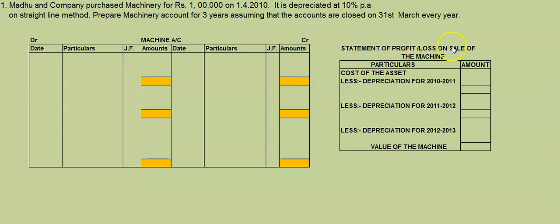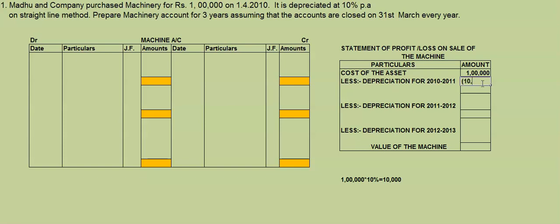Statement of profit or loss on sale of the machine. Or we are not selling the machine, but here I will show you how depreciation is calculated. So here we will take what is the cost of the asset. Cost of the asset is how much? Rupees 1 lakh. Then how much amount every year you have to subtract for depreciation. So on 1 lakh, what is the depreciation amount? 10%. How much will you get at 10%? So 1 lakh into 10%, how much is it? You don't know how to calculate depreciation. 10,000. So this is the depreciation.